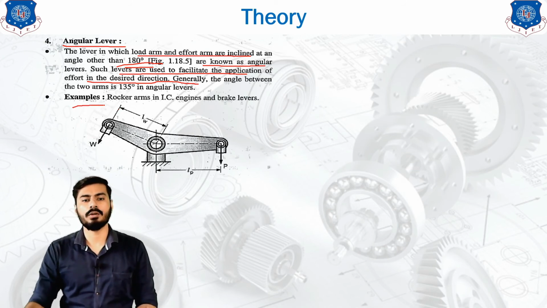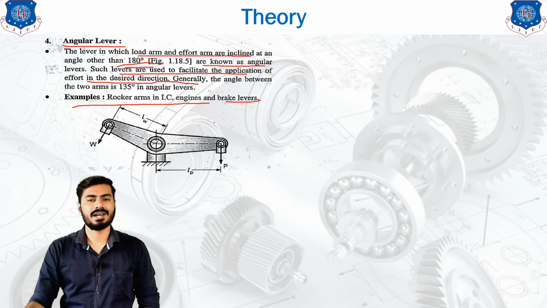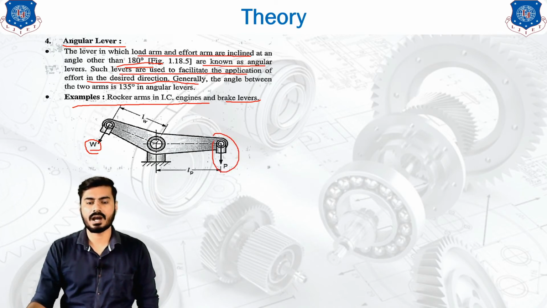So the example of this type of a lever is rocker arms in an IC engine and the brake levers. Both are the examples of this type. As you can see, the load is over here which is needed to be displaced or which is needed to be lifted, and that's why we have provided the effort in a downward direction.